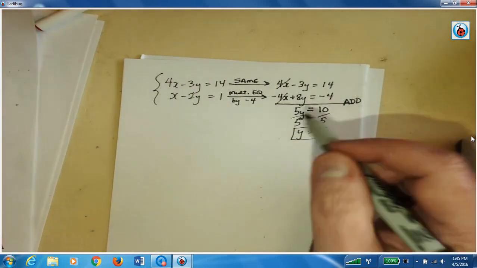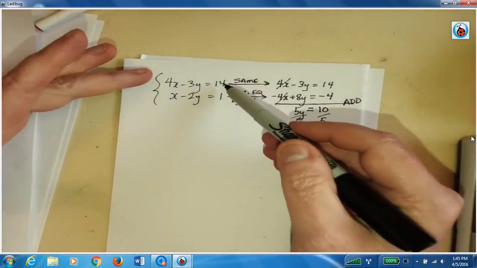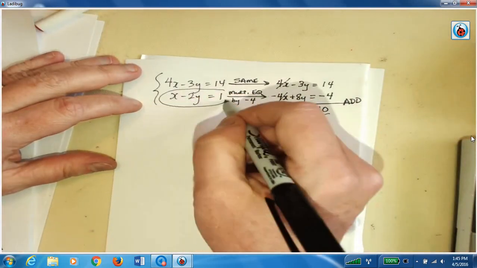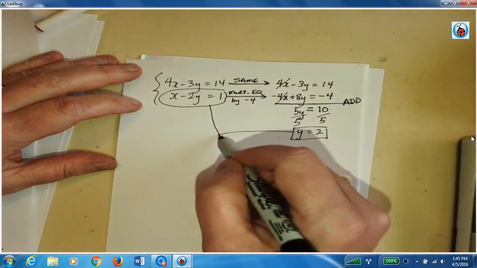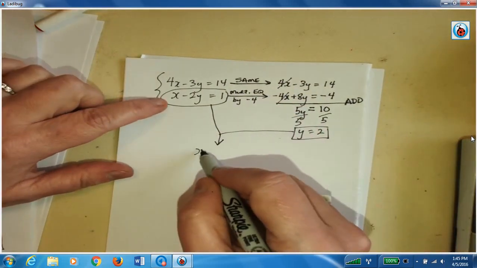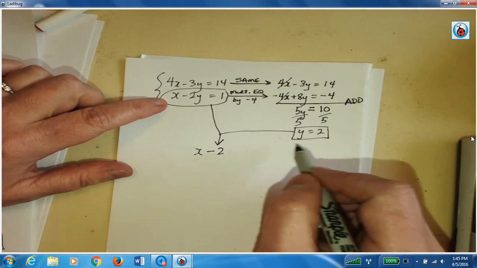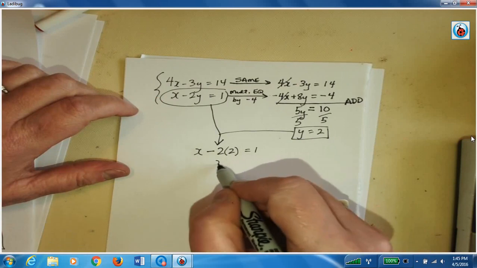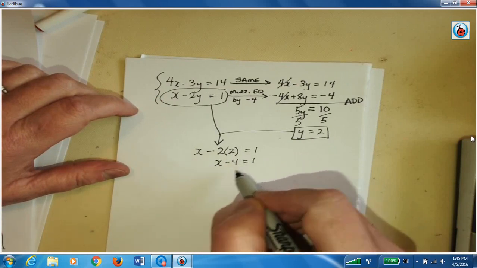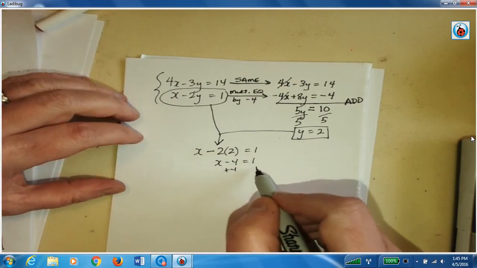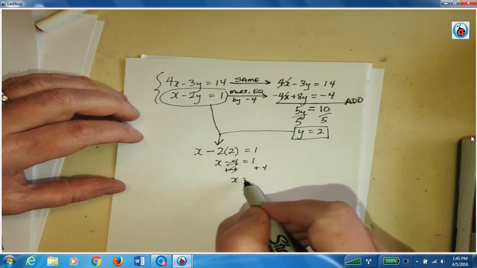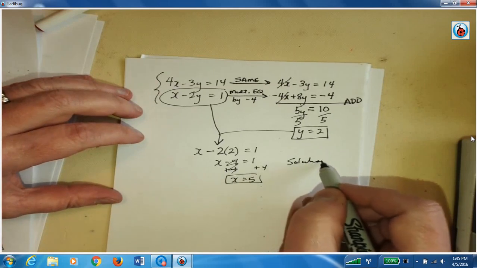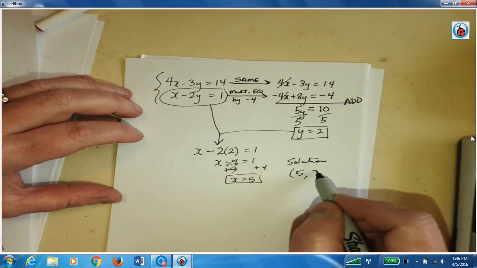Then I can go back and plug in y equals 2 to either one of these equations. It doesn't matter. I choose to use this one because it's the easier one to do it to. So I'll have x minus 2 times y, but y is 2, equals 1. X minus 4 equals 1. Add 4 to both sides now. So x is equal to 5. So my solution is the point 5, 2.